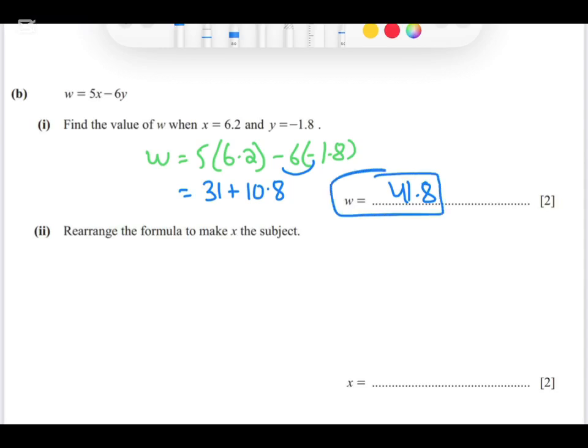Now the next part: rearrange the formula to make x the subject. Right now the subject is w. This is what they are talking about. The subject is w, and they are saying to make x the subject. So how can we solve this question?